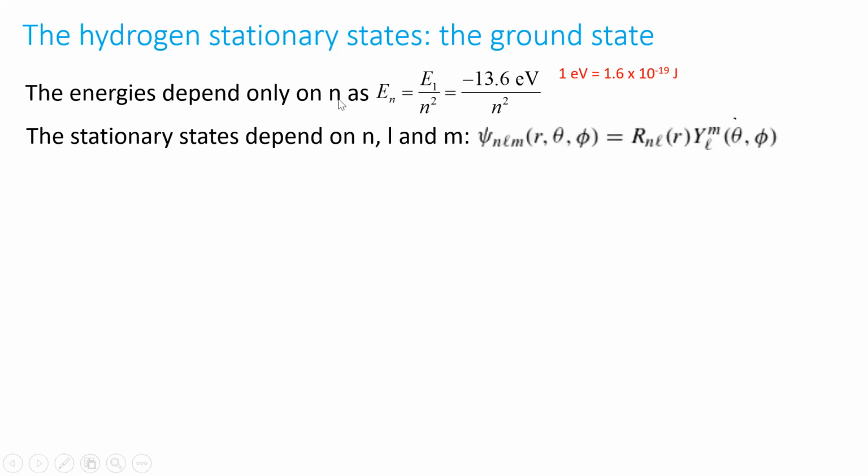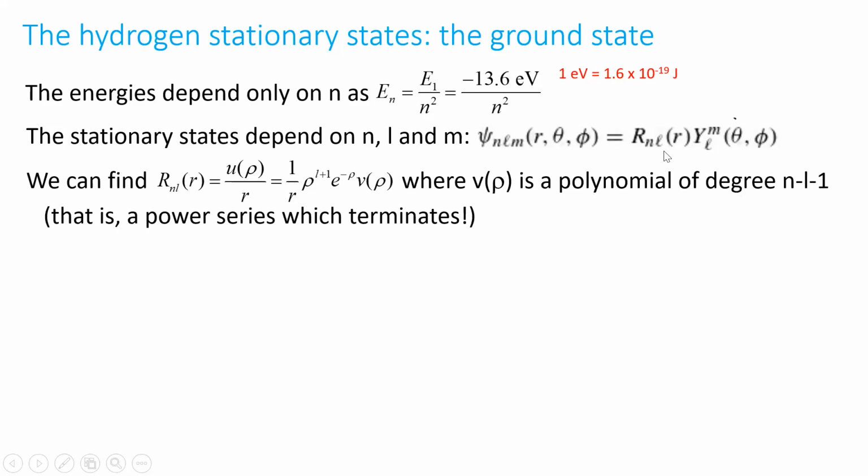So the energies only depend on n. They don't depend on L or m for this basic model of the hydrogen atom we're looking at. The stationary states, on the other hand, the eigenfunctions, depend on n, L, and m. So psi n, L, m as a function of r, theta, and phi. Remember, we divided it into R and Y, where Y L m are the spherical harmonics, and R was the radial function. And it depends on n and L, as we'll see in a second.